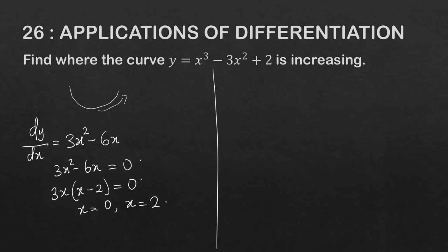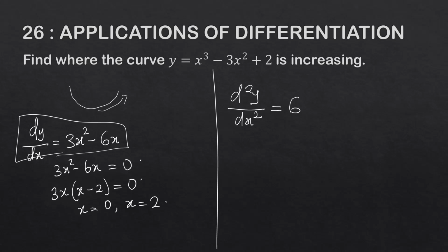So since it's a minimum, I have to take the second derivative. Let me go for the second derivative of this. So d squared y over dx squared is equal to 6x minus 6. Now let me substitute x equal to 0 here. Let me use prime so that it will be easier for me to write. So this is double differentiation, and I'm having minus 6 at x equal to 0.